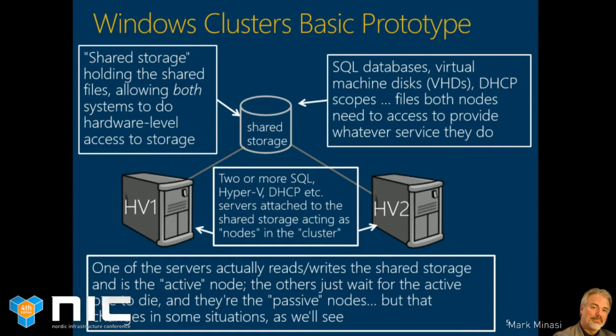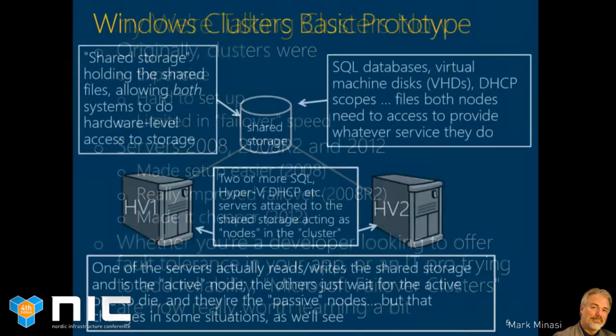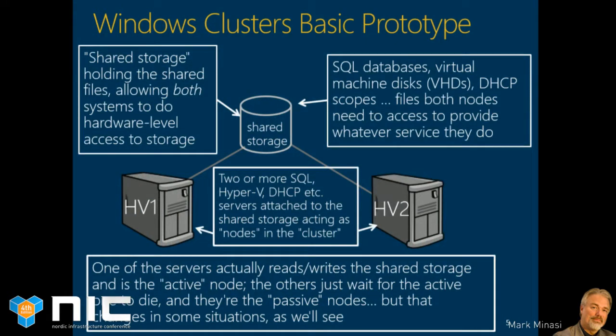One of the servers does the work. The rest of them just sit around waiting. This is called active-passive. HV1 might be my active file server. HV2 could be my passive file server. You can have as many passives as you want, but all they do is just sit there and heat the room. Okay? So questions on this, anybody? All right, good.